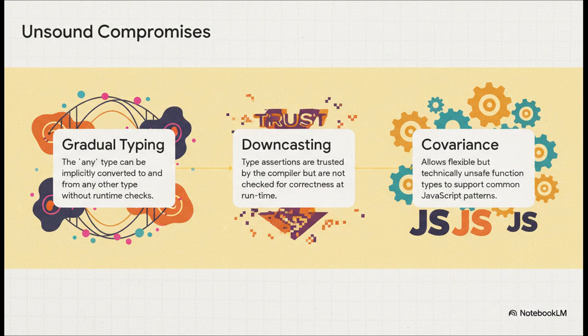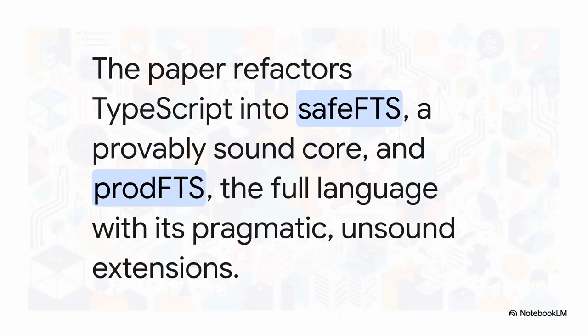And finally, there's this more technical thing called covariance, which basically allows for more flexible function types that just so happen to match very common patterns, especially in popular APIs, even if they are technically unsafe. It was vital for making things just work. The paper's authors have this really brilliant way of explaining this. They ask you to imagine TypeScript not as one system, but two. First, at the very center, there's a perfectly safe, mathematically sound core they call SafeFTS.